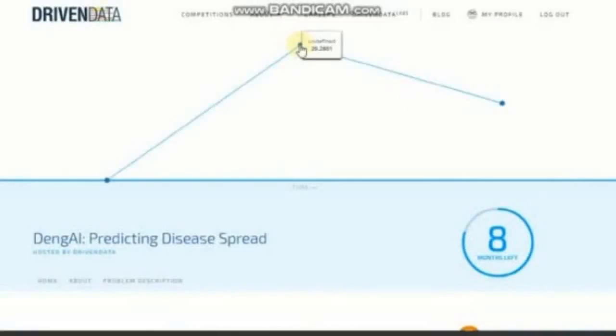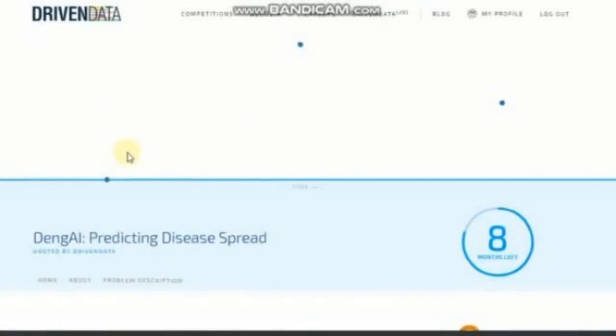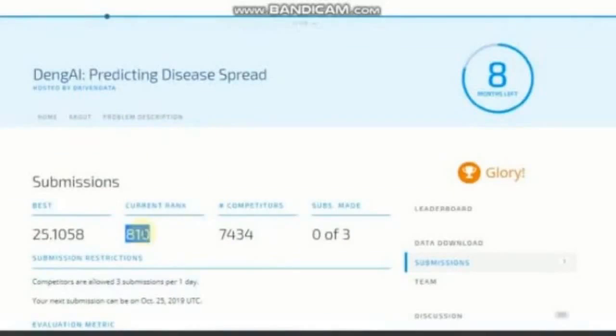On DrivenData, we made 3 submissions. In the first submission, we were able to achieve a score of 29.2. In the second submission, we got a score of 27.49. And finally, we were able to achieve a score of 25.1 MAE, which brought us to a rank of 810 out of 7,434 in the competition.